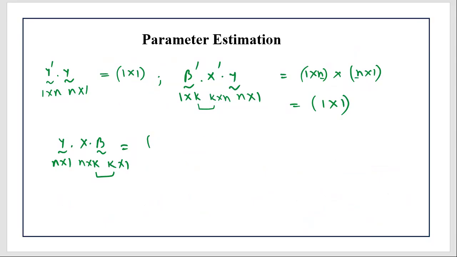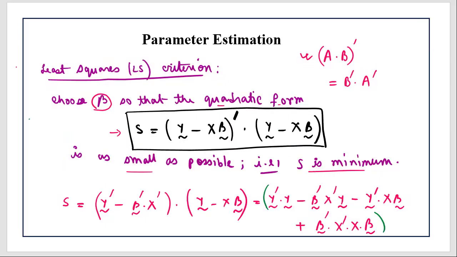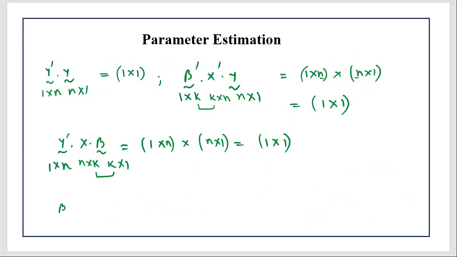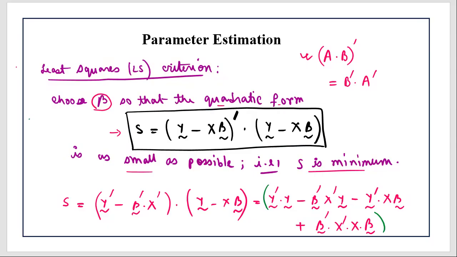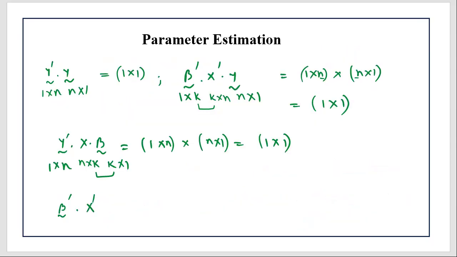So this is transpose, so it is basically 1 cross n. I'm just finding out what will be the dimensions of each of the terms. You can do this for yourself. This is 1 cross n cross 1, so it will be again 1 cross 1. And finally, the fourth term is beta curl transpose, then you have x transpose x, and then you have beta curl.